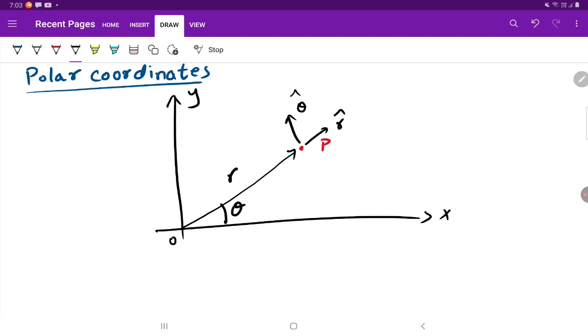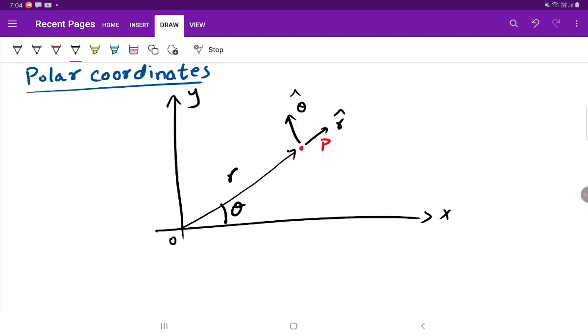But one thing to note is that this theta cap points in the anti-clockwise direction. Basically, if we put our hand on the origin and swirl our fingers along the theta cap direction, it will come out in the anti-clockwise direction. So we represent two axes, that is r cap and theta cap. Okay, I hope you get it.